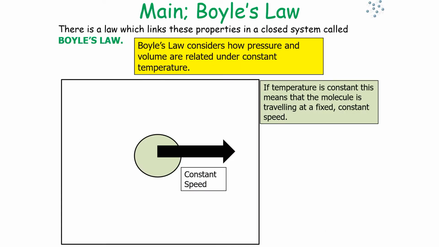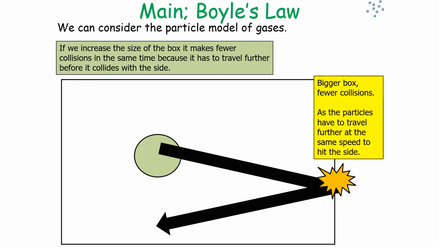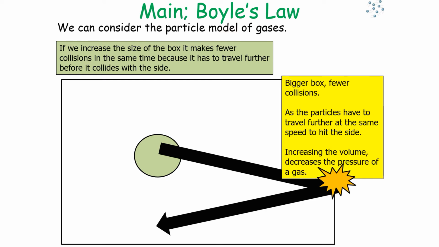Now there's a law which links these properties in a closed system, which is called Boyle's law. Now Boyle's law considers how pressure and volume are related under constant temperature. Now if the temperature is constant, this means the molecule is travelling at a fixed constant speed because temperature is linked to speed. So if we increase the size of the box, it makes fewer collisions in the same time because it has to travel further with the same speed before it collides with the side. So the bigger the box, the fewer the collisions, as the particles have to travel further at the same speed to hit the side. So increasing the volume of a gas decreases the pressure of a gas.